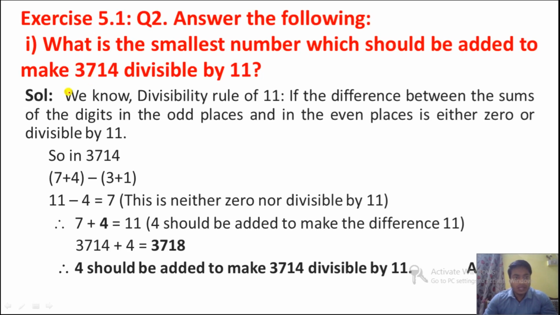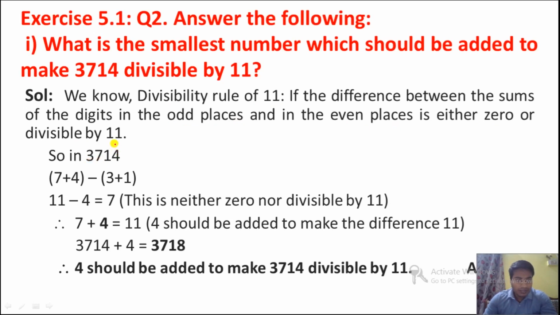So we have to find out the smallest number which should be added to 3714. How to solve this problem? You know very well the divisibility rule of 11. If the difference between the sums of digits in odd places and in even places is either 0 or divisible by 11. So we have to use this and check what we are getting according to the divisibility rule of 11.